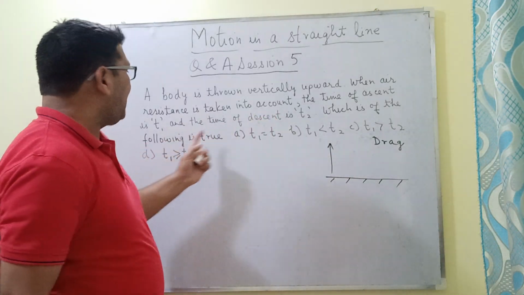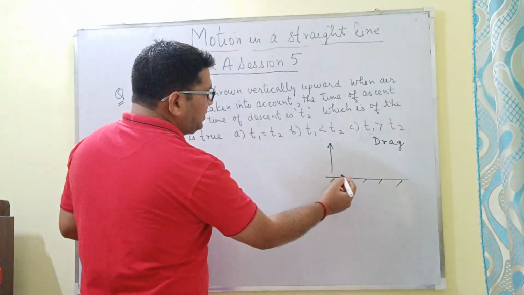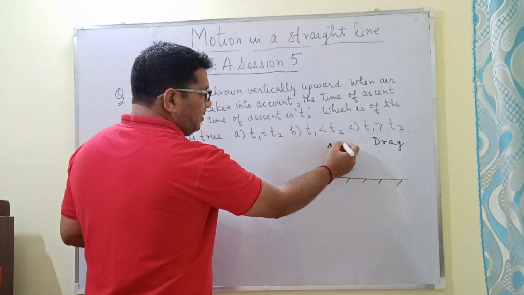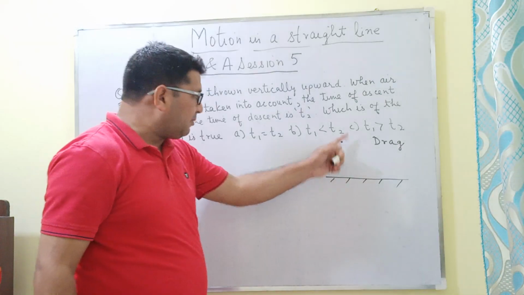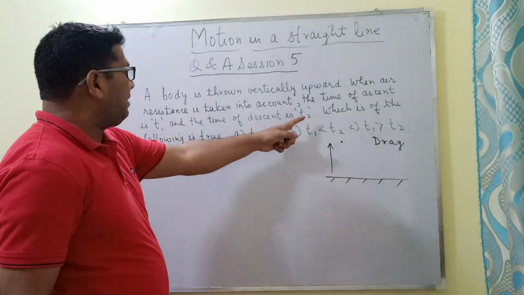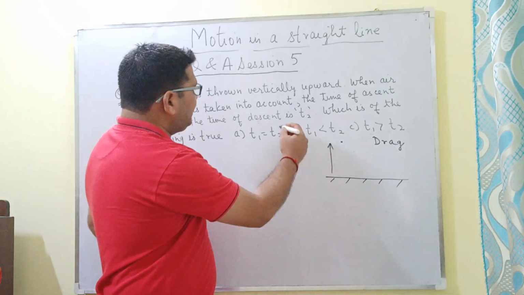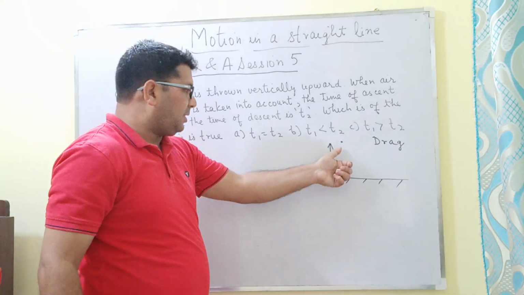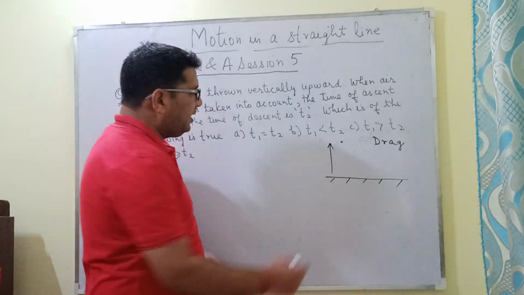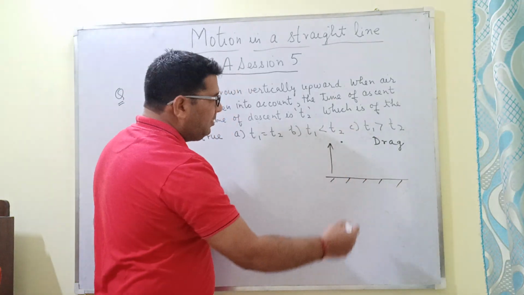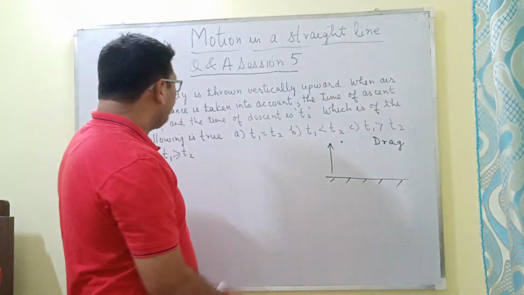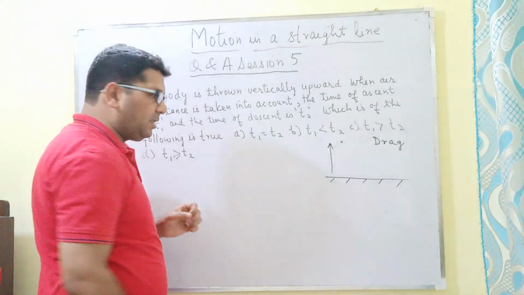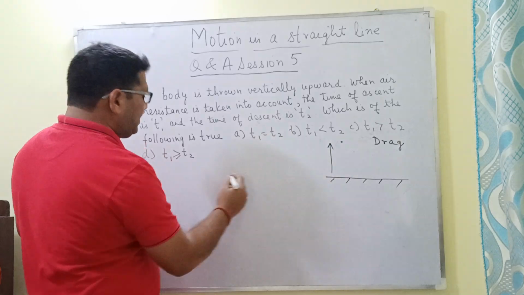So in this case, when the air resistance is taken into account, the time of ascent is T1. Time of ascent means it is going in this upward direction and it will be reaching a certain height, and thereafter it will be coming downward. So the time of ascent is T1 and the time of descent is T2. That is, it reaches a certain height in time T1, and then it starts coming down, and the time of descent is T2.